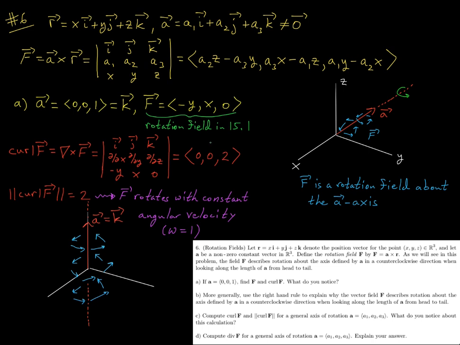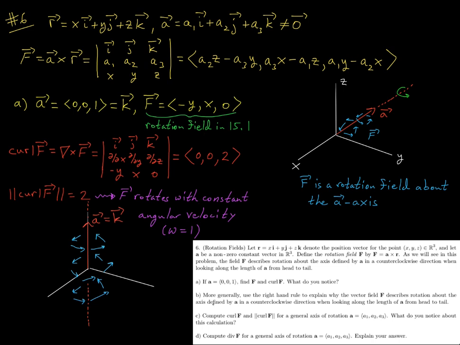We had actually computed the 2D curl of the rotation field in section 15.4, and we got 2 there. What that's telling us here is that the vector field F rotates with constant angular velocity. Omega is commonly used by physicists for angular speed, and this would be 1 in this case. That tells us that the amount of rotation is constant, and we're rotating about the z-axis, just the k-axis there. So that all makes sense.